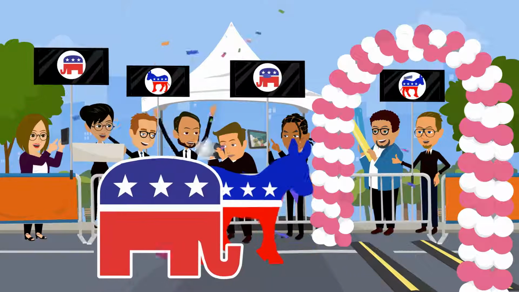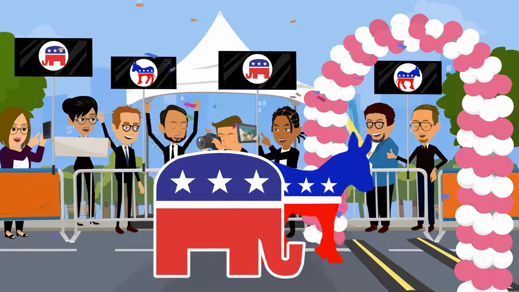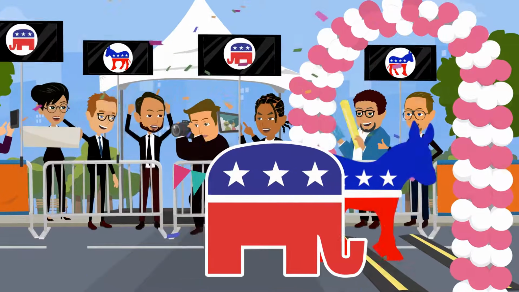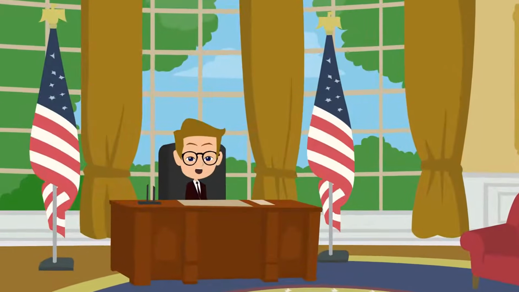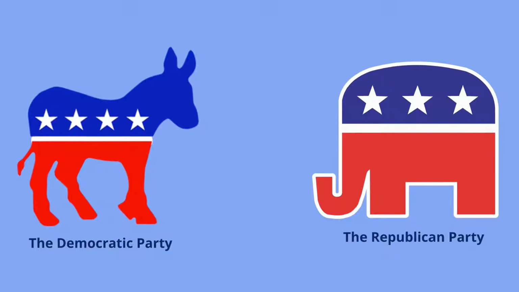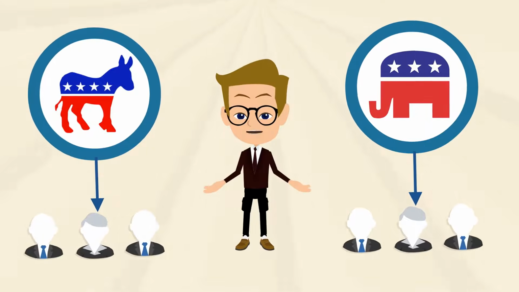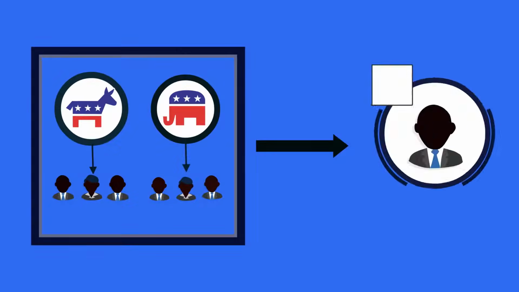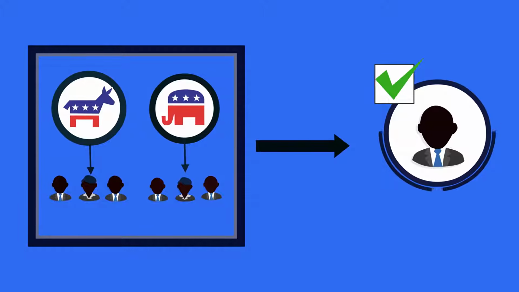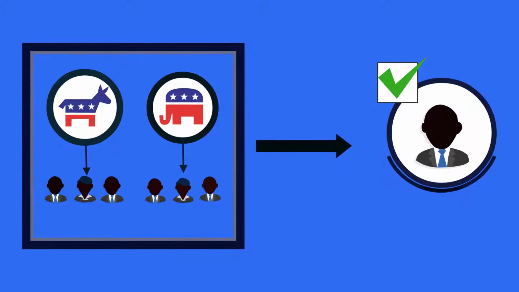The first step is for political parties to choose who will represent them in the race. The two biggest parties in the U.S. are the Democratic Party and the Republican Party. Each party has multiple candidates who want to run for president, but only one person from each party can be chosen, and that's where the primaries come in.